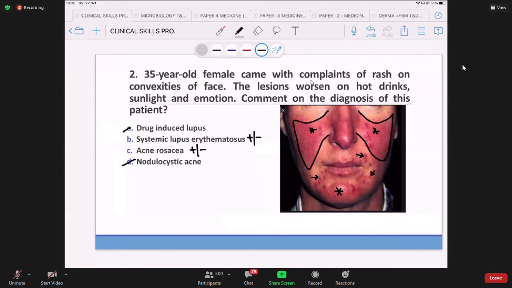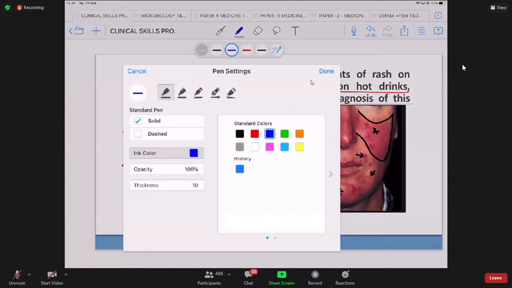Now, between options B and C, what is the clinching word? The clinching word is that the rash of the person is worsening on hot drinks and sunlight and emotion. Please remember that SLE rash is not worsened with hot drink. SLE rash is not worsened by emotion. Here you can see it is hot drink worsening, it is sunlight, it is emotion. So the correct answer for this particular question would be acne rosacea.